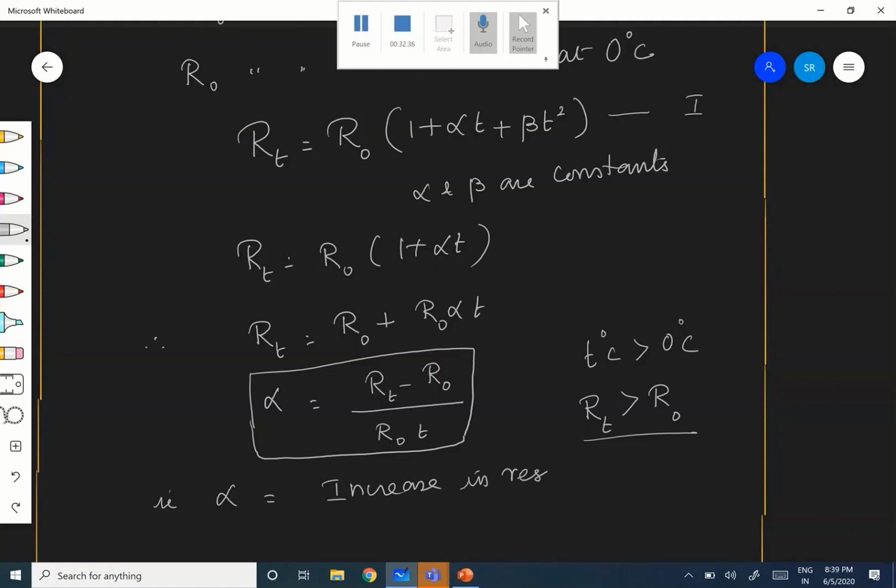Increase in resistance divided by original resistance, into the rise of temperature. What is the rise of temperature? From 0 it has gone to T. Therefore, it is the rise of temperature.